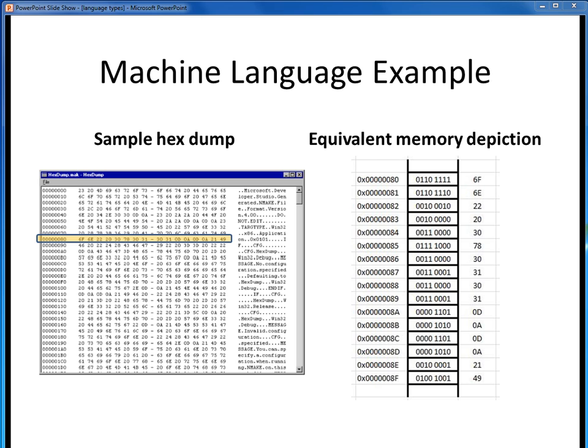Here's an example of what machine language looks like. On the left, we can see what a sample hex dump might look like. I just found this on the internet, and to be honest, I probably couldn't tell you anymore where I found this. If we take a look at this highlighted row of the hex dump, what this is telling us is that these 16 columns of hex data are the contents of the memory beginning at address hex 80, as seen here on the far left.